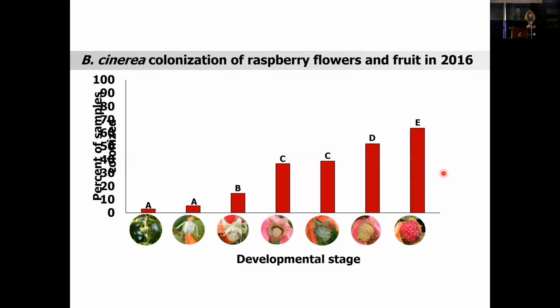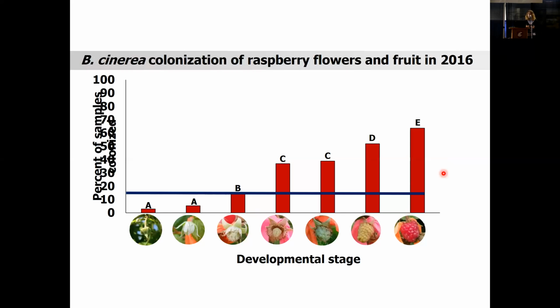If you come back to our main hypothesis of flowers being the main source of infection of raspberry plants, and look at this graph, we would probably expect to see a straight line after the level of colonization of flowers. So if we assume that flowers are the main source of infection, then the level of colonization of flowers and fruit would probably be similar or the same.